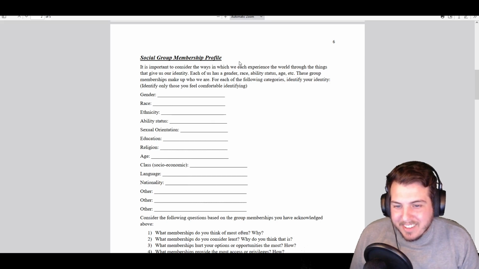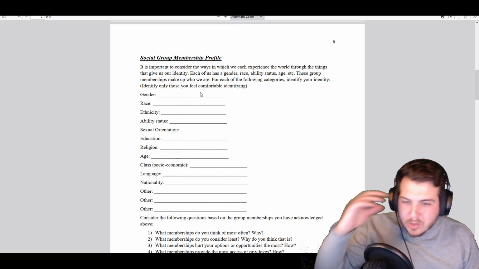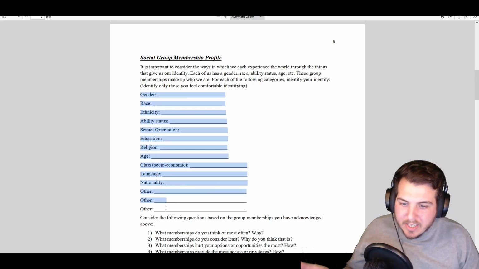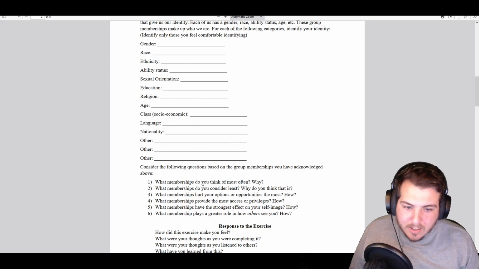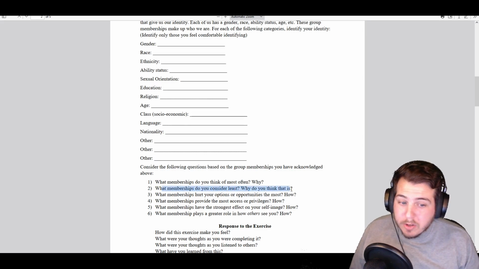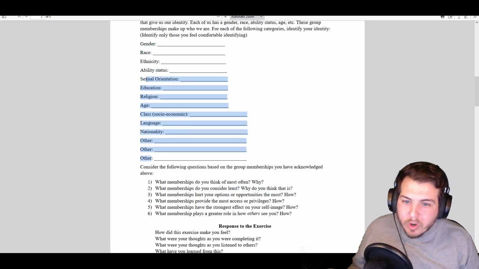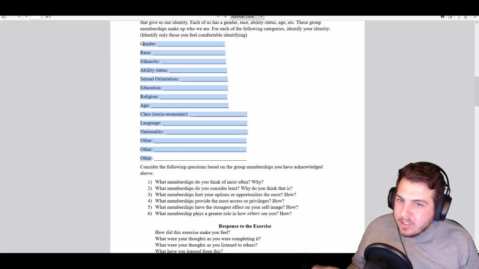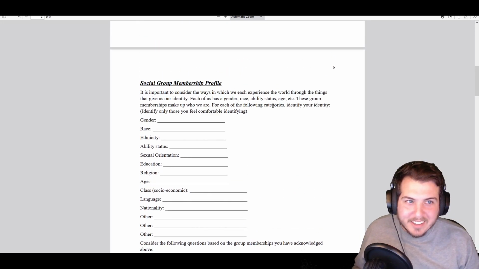straight, college university Christian who's 35. Like nobody's running through this list daily and being like, thank goodness for all of this. What membership do you consider the least, and why do you think that is? Why do you waste your time worrying about any of this? Just live your life the way you want to live it.